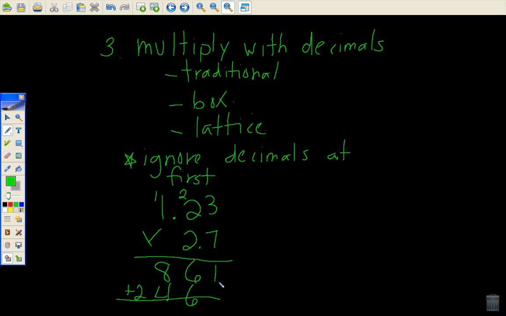Then I add. I get 1. 6 plus 6 is 12. 8 plus 4 is 12, plus my carried 1 is 13. And then I have 3. So I've got a product that the way it looks now is I've got 3, 3, 2, and a 1, but I have to decide where my decimal place is going to go. So that's going to be our next step.